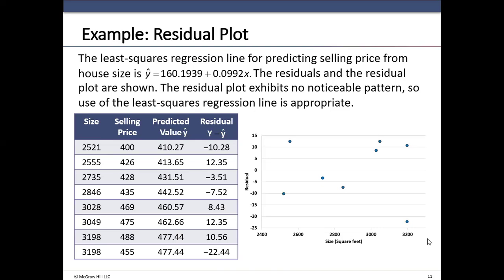Then we move the cursor to the first line in L2 by pressing the right cursor key, in the top right corner of the calculator. Press the right cursor key to move the cursor from the bottom of L1 to the first line in L2. When you do that, you're ready to enter the y values. So 400, 426, 428, 435, 469, then 475, then 488, and 455.